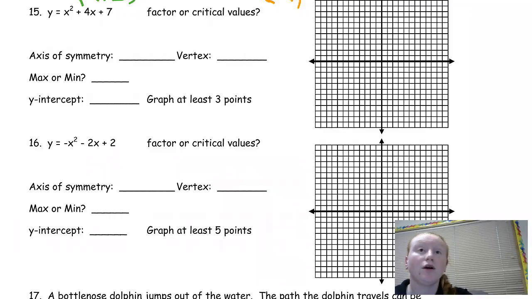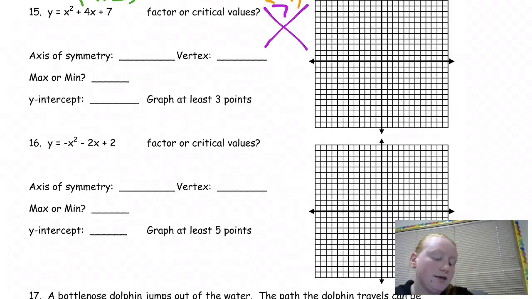Okay, so question number 15, if we look at it, you're going to notice that if you make your x and it multiplies to 7 and adds to 4, there's nothing we're going to be able to do with that. So 7 and 1 are the only things that work to multiply to 7, and so we can't possibly get this adds to 4. So we're not going to get any factored or critical values. So we need to go straight to our axis of symmetry, which is that negative b over 2a formula.